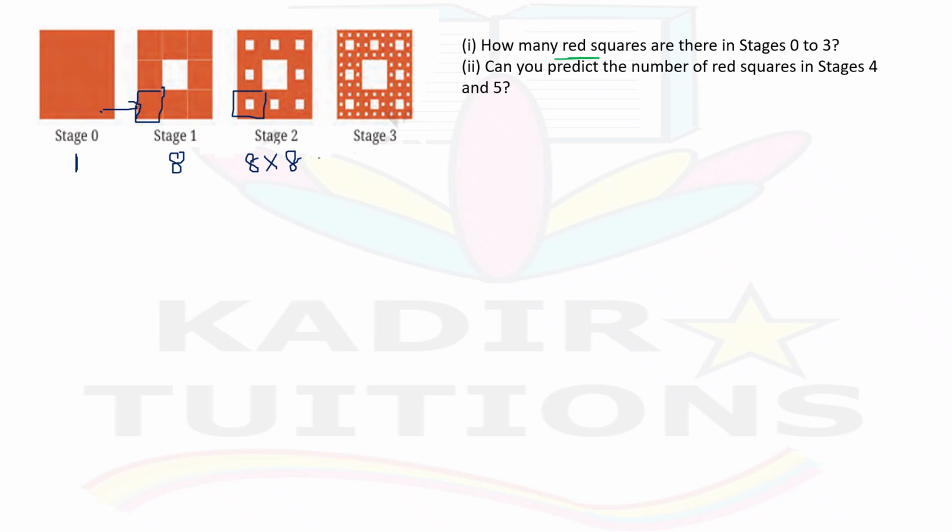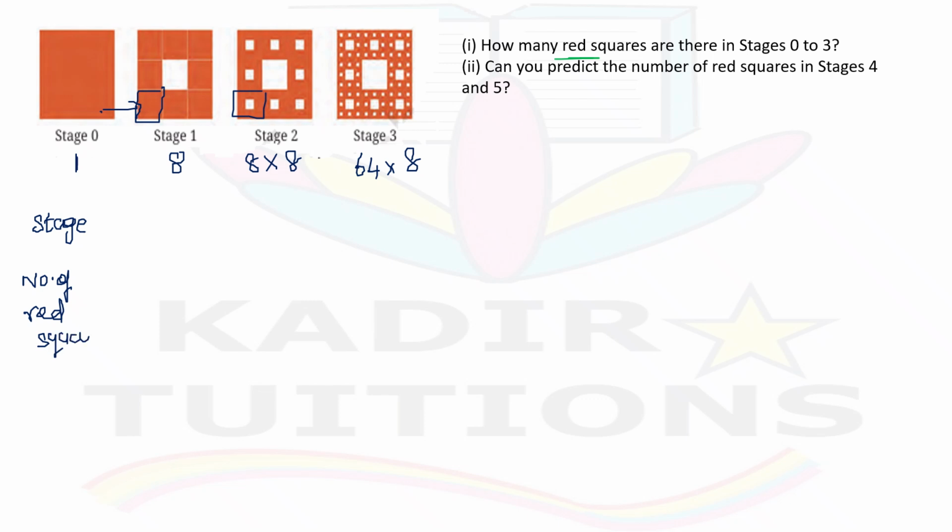And now at stage 3, what is going to happen? We have totally 64 red squares, and each of the 64 red squares is going to be divided into 8 more red squares. So it is 64 into 8. So how can we write this problem? Write stage and the number of red squares.